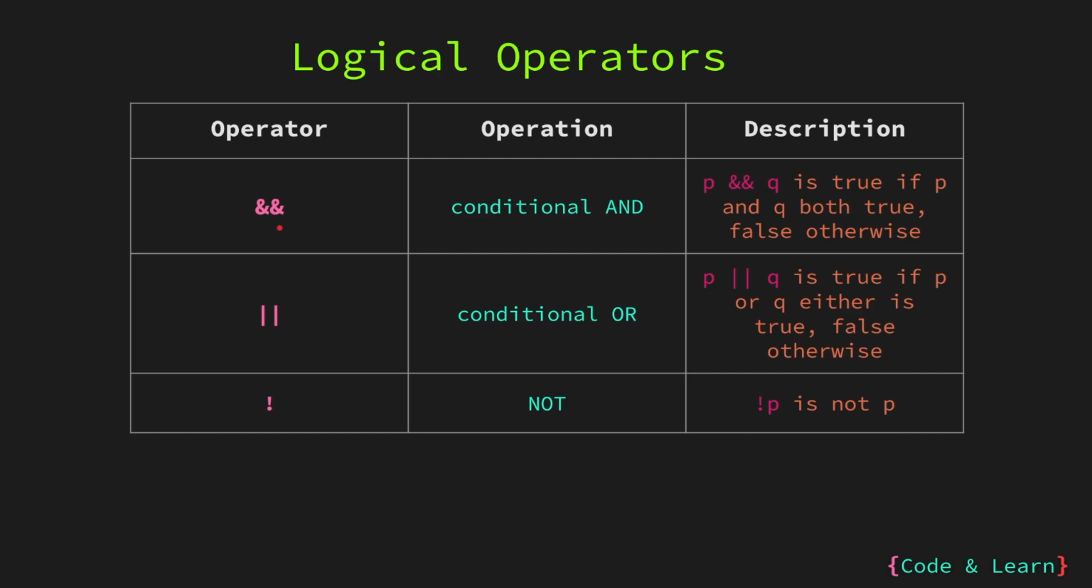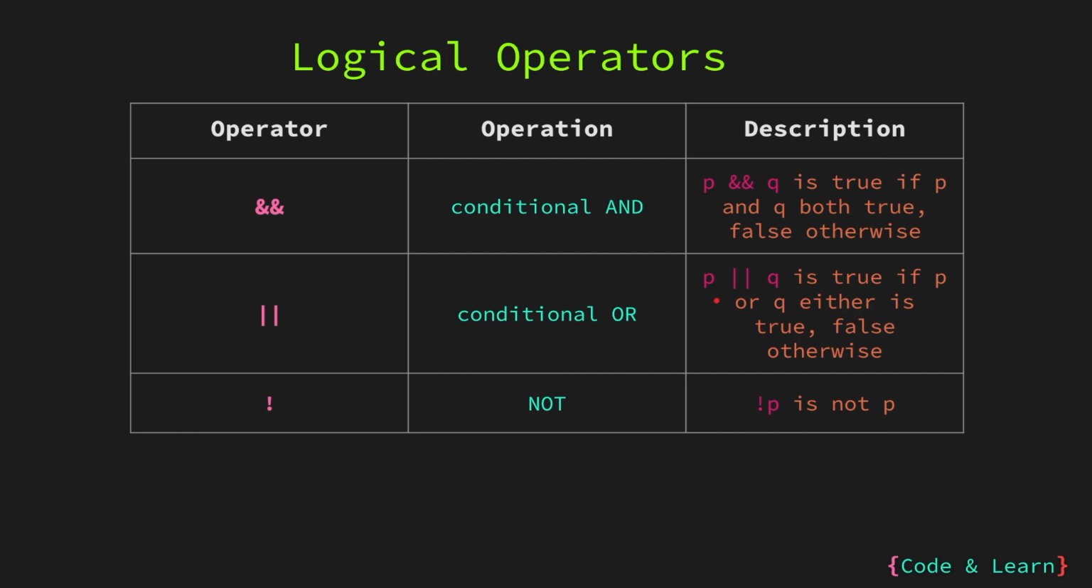The conditional AND, or double ampersand operator, is used to evaluate an expression consisting of two expressions or values. The expression or value P double ampersand Q evaluates as true if both P and Q are true, or false otherwise. Next, we have the conditional OR, or the double bar operator, which is used to perform the conditional OR operation.